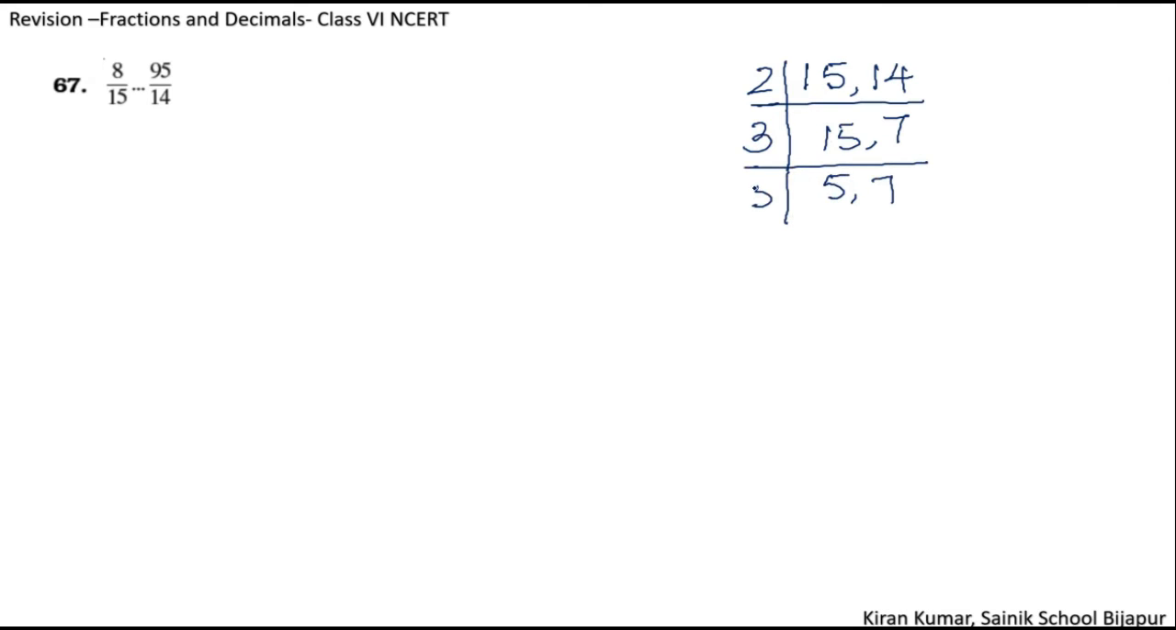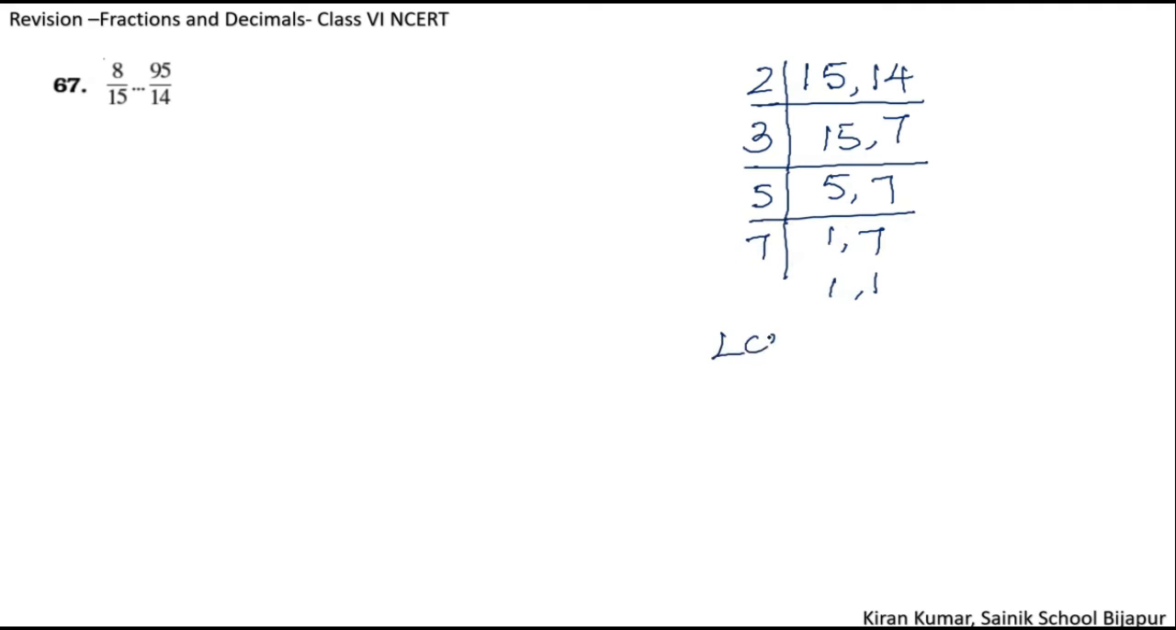Question 67. Here we have 8 by 15 and 95 by 14. They have different denominators. Here I would like to find the LCM of 15 and 14. I would work out here 15 and 14. It is divisible by 2. 2 7s are 14, 15 is written as it is. Now it is divisible by 3. 3 5s are 15, 5 1 time, 7 1 time.